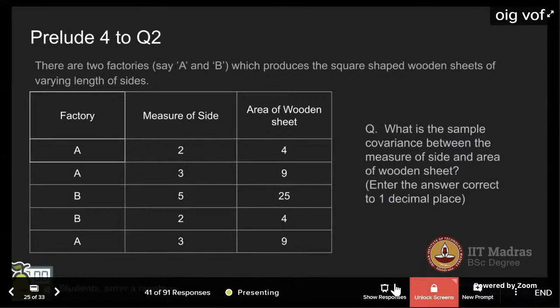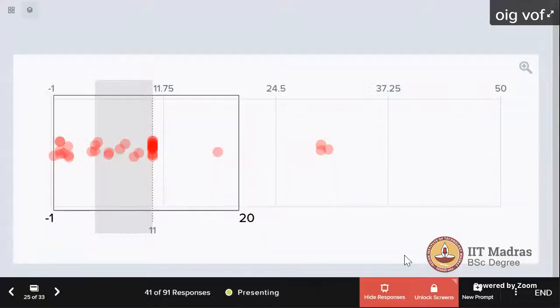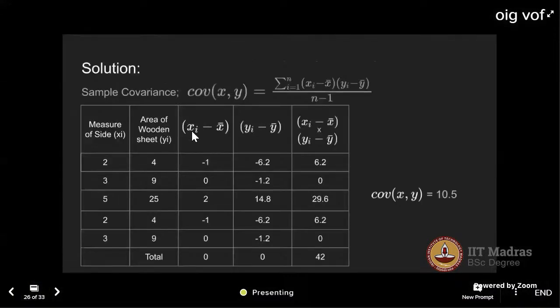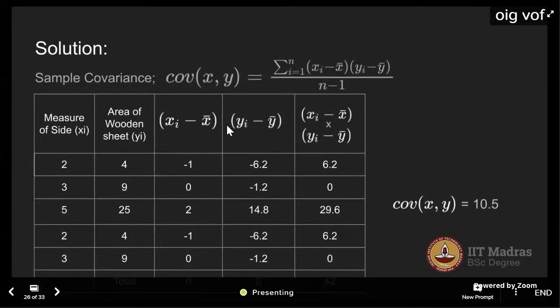Okay, let's just move to solution quickly. That's enough time. Very simple, it's 10.5. I just calculated the deviation from the respective means for x and y, then calculated the product and put it in the value there.